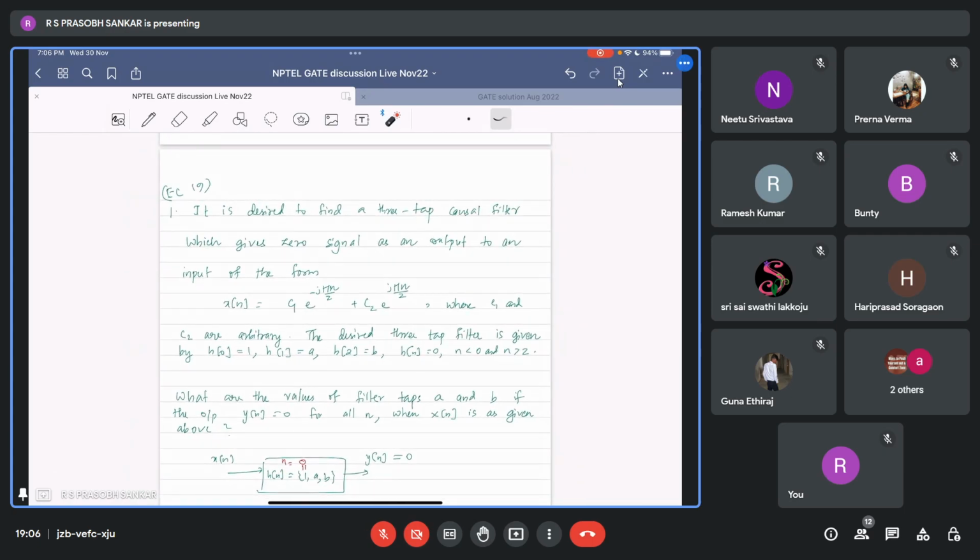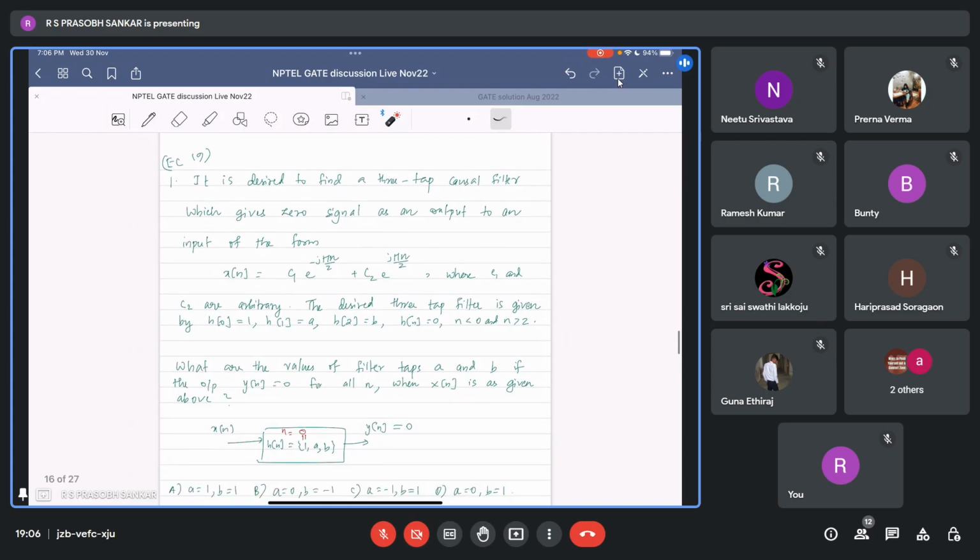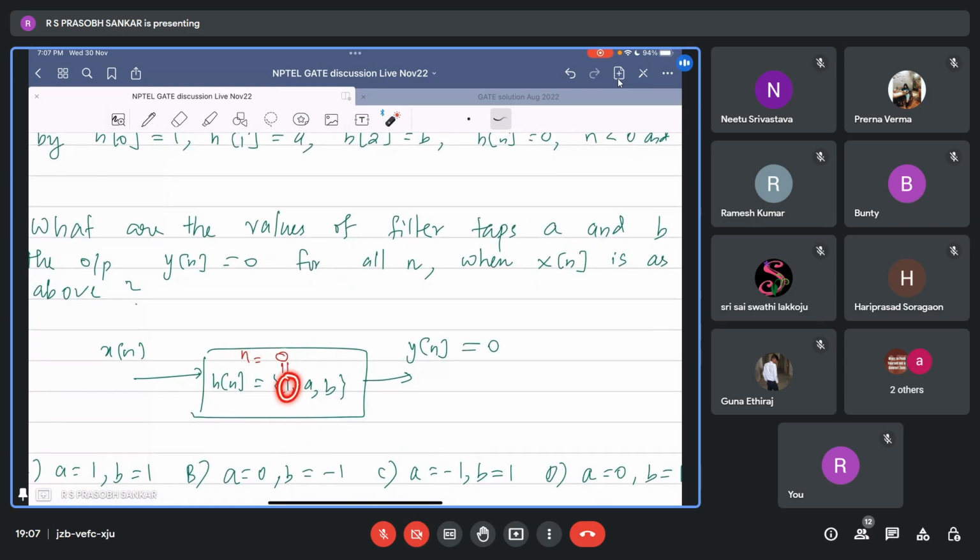So basically here we are given a system, a three tap FIR filter to be specific, having the coefficients h of n, which is given like this. We have h of n to be 1, a and b. These are the coefficients. Here this location 1 corresponds to the time index n equal to 0. That is also given in the question.